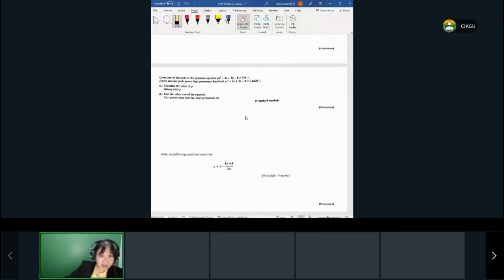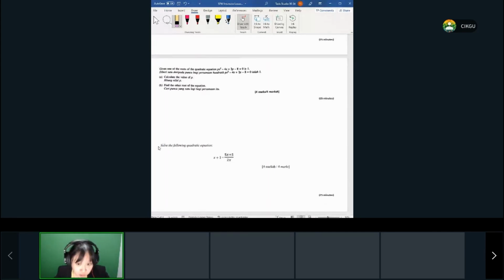Just nice that we have 1 hour left. I'm going to go into quadratics. Now quadratics have 2 parts, for those who joined slightly late. The first part is a question like this, where they ask you to solve. Look at this word, solve, or cari, or hitung nilai. So find the value. This is one type of question for quadratics.